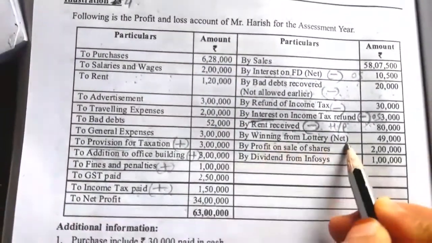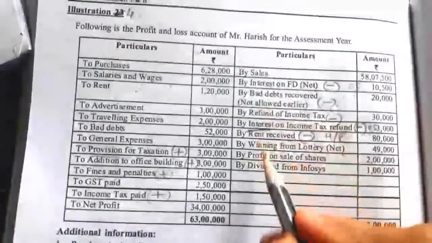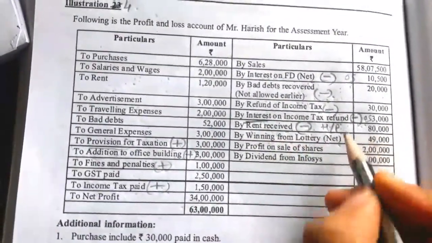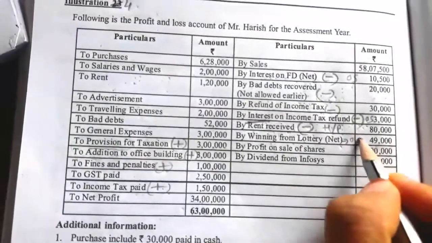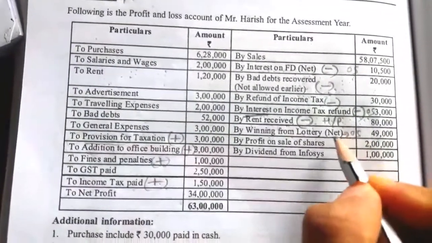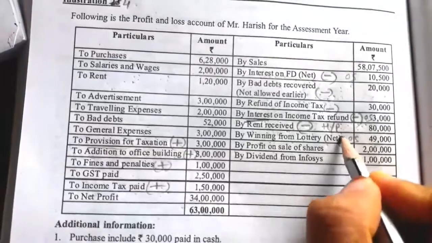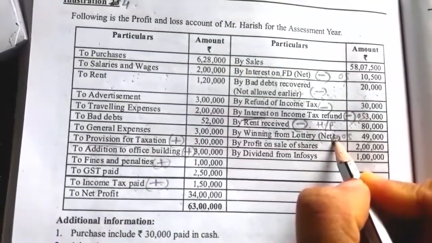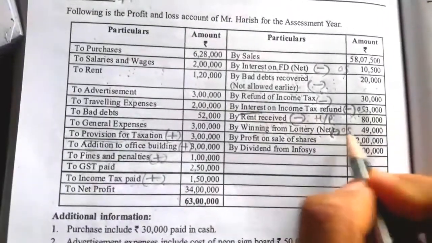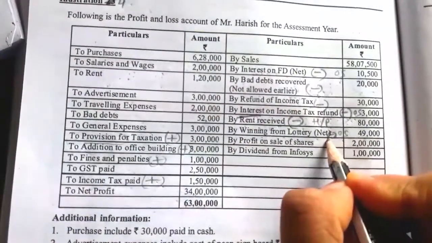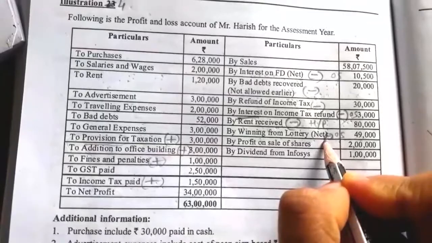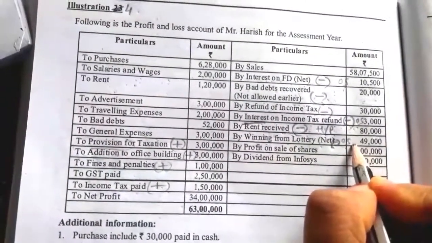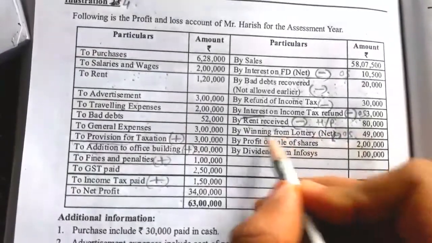Next, winning from lottery. Harish has received lottery income here, a net value of 49,000. This income should be taxable under the head income from other sources, and it is also not related to business income. So it should be deducted while calculating the business income as a disallowed income. Two treatments. One is we deduct it while calculating the business income as income to be treated separately, and again we have to tax it under the head income from other sources, because it is winning from lottery.